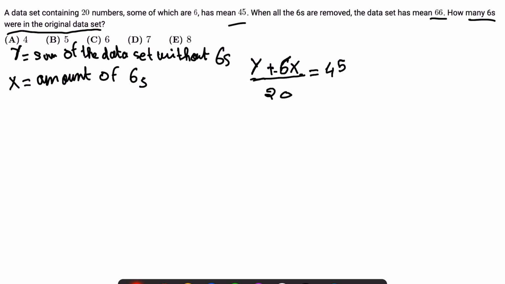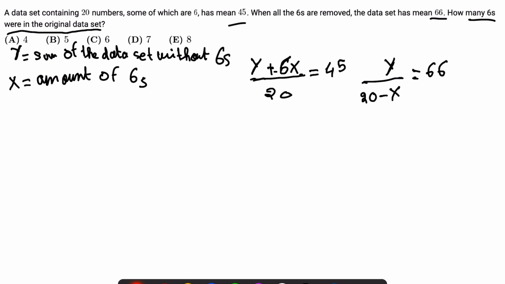Our second equation, for when the mean is 66, is when all the 6s are removed. So we're going to have the sum of the dataset without the 6s, y, divided by 20 minus the amount of 6s, x. And that's equal to 66.